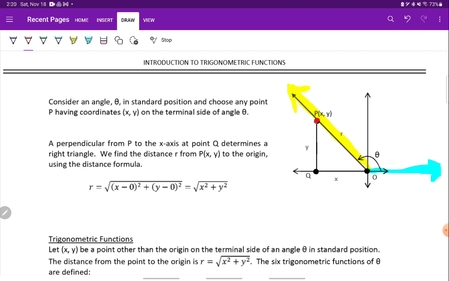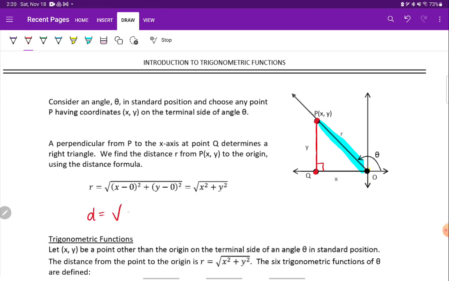Well, we can drop a perpendicular from this point down to the x-axis that intersects at some point. We'll call it Q. This also creates a right angle for us. If we wanted to calculate the distance, I've labeled it R, between the origin and the point, we could do that using our distance formula.